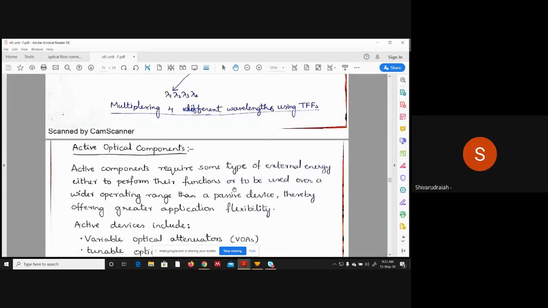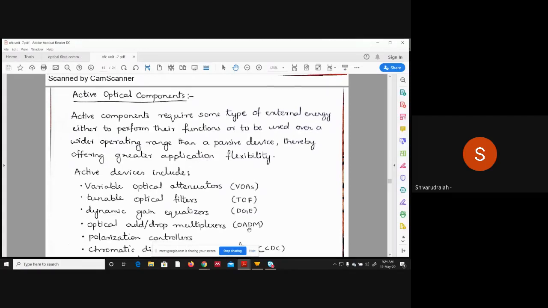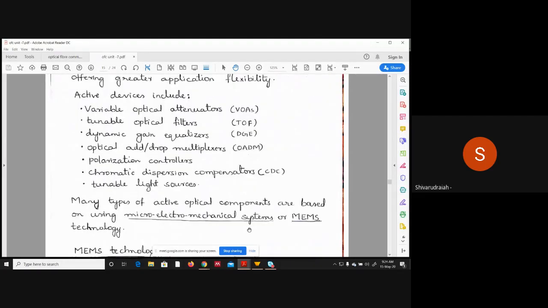Yes. So that's about the concept of dielectric thin film filter. As I was discussing in the previous session, active optical devices such as tunable optical filters using fiber Bragg grating, then variable optical attenuators, then dynamic gain equalizers, and optical add-drop multiplexers. These 4 active devices I discussed in the previous class only. Now the next topic which I'm going to take up is MEMS, that is micro electromechanical systems.